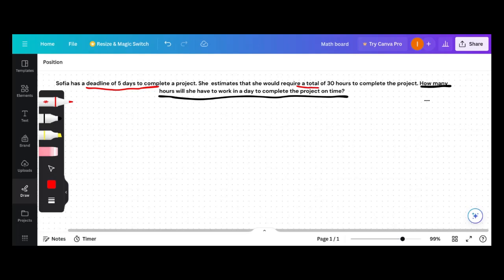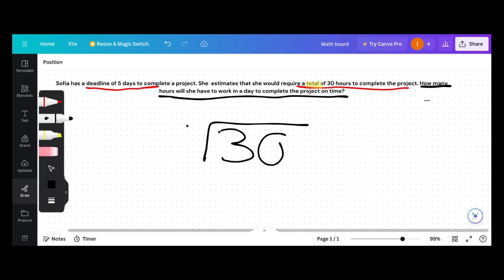A little hack for division problems. Whenever you're doing a division problem, look out for the word total. Total means the number that is after it is what you're dividing. So, in this case, because 30 is the total, it always goes on the inside, making the 5 the only other number we have on the outside. And that's how you simply get your formatting for what you're going to do.